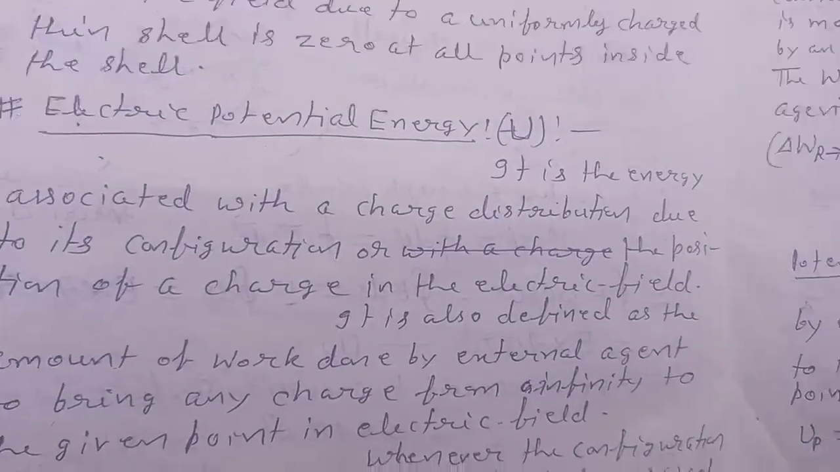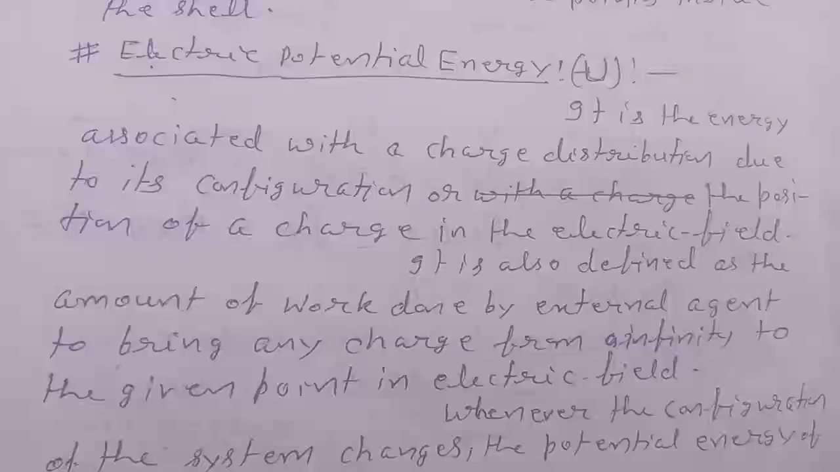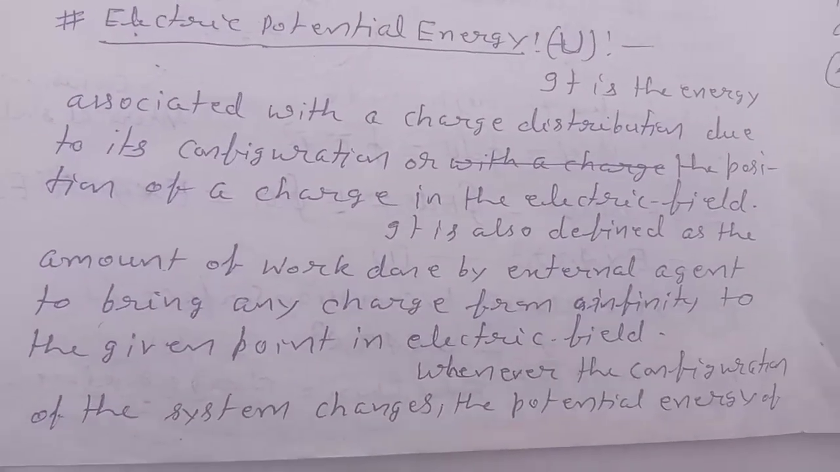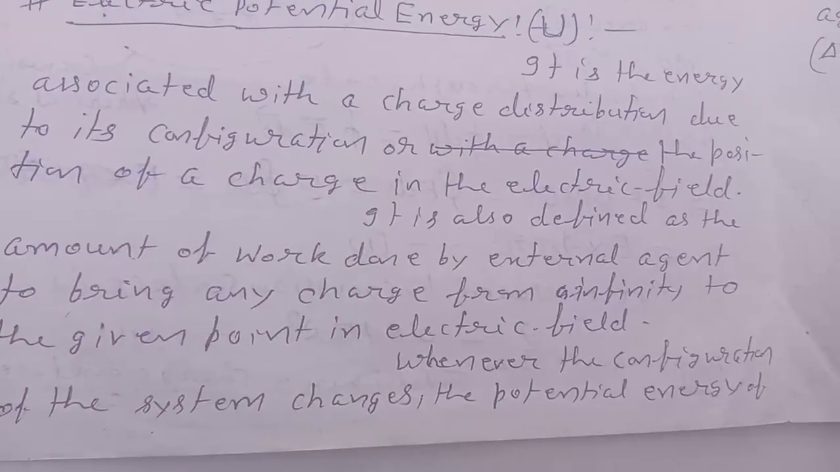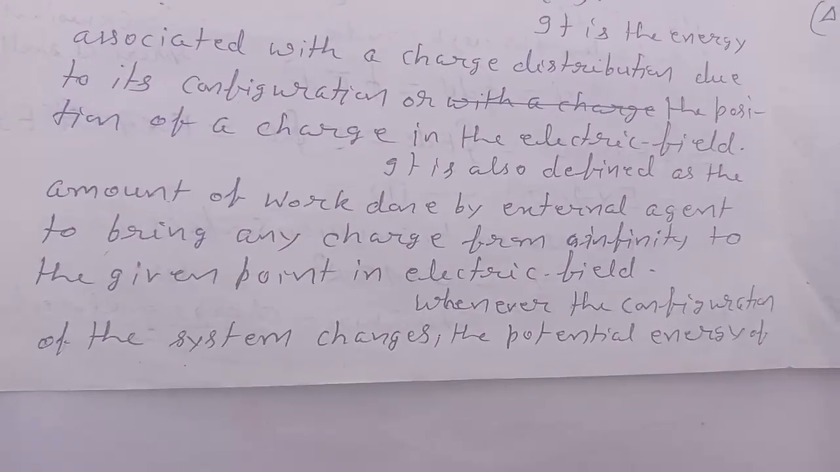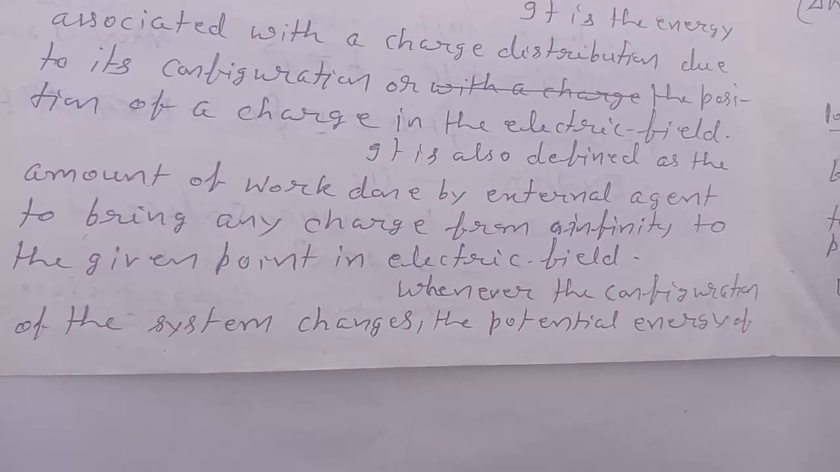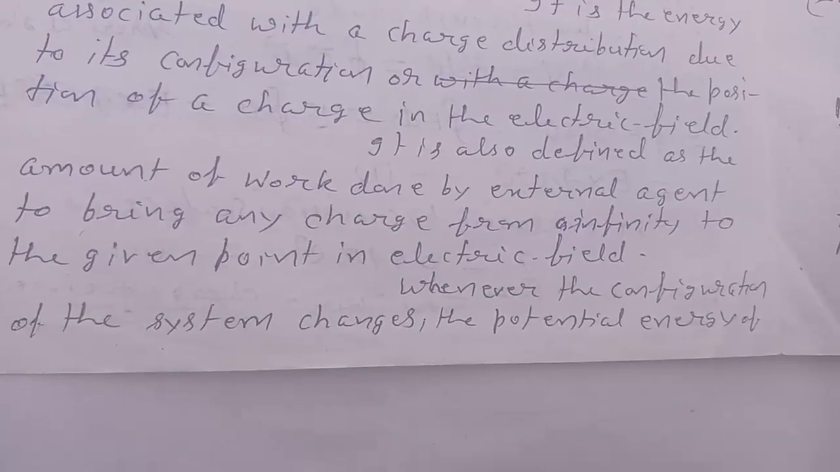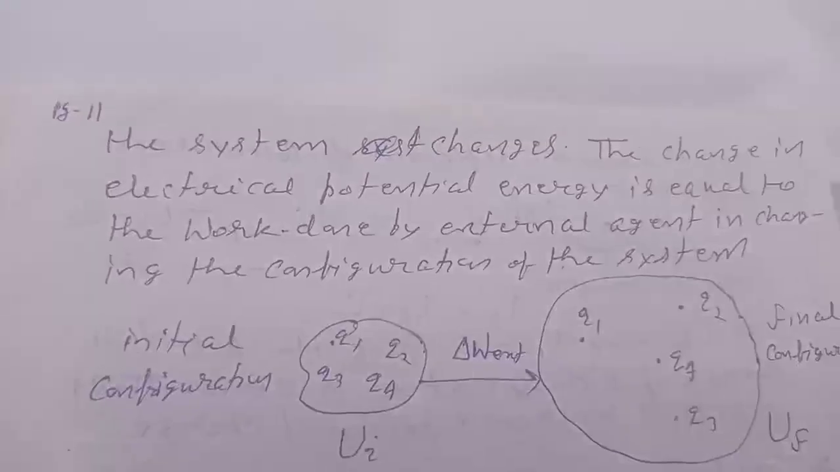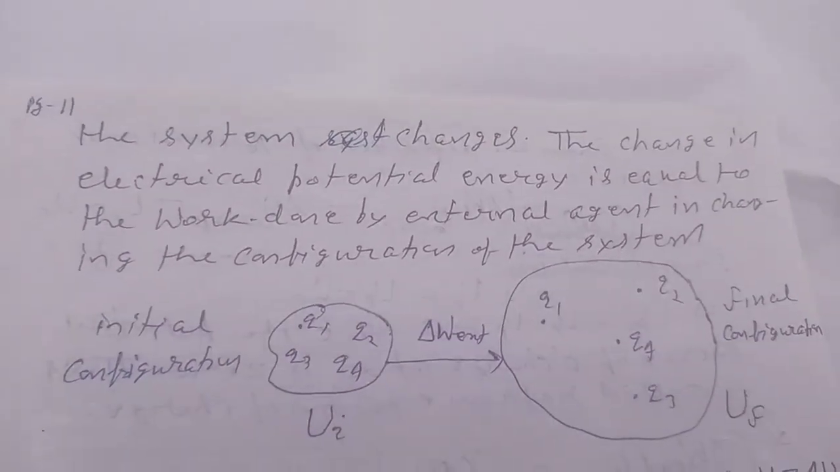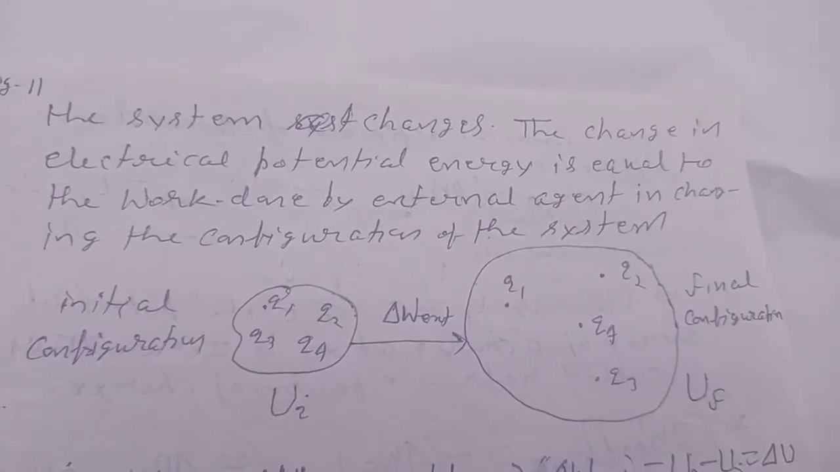Electric potential energy U. It is the energy associated with a charge distribution due to its configuration or position of charge in the electric field. It is also defined as the amount of work done by an external agent to bring any charge from infinity to the given point in the electric field. Whenever the configuration of the system changes, the potential energy of the system changes. The change in electrical potential energy is equal to the work done by the external agent in changing the configuration of the system.